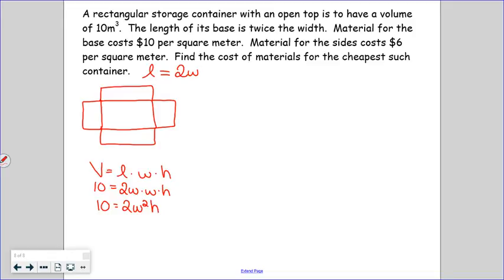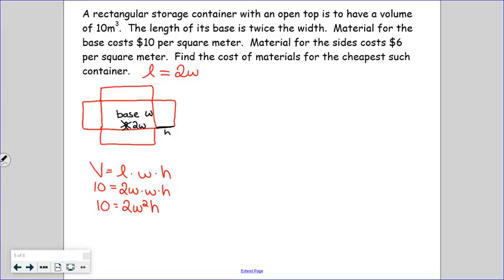As we're looking at this picture, we are looking at a picture of the base right here, and this is the length and the width, except they tell us that the length actually equals 2 times the width. So I can call that side 2W and the other side W, and these little lengths on the side are H. Okay.